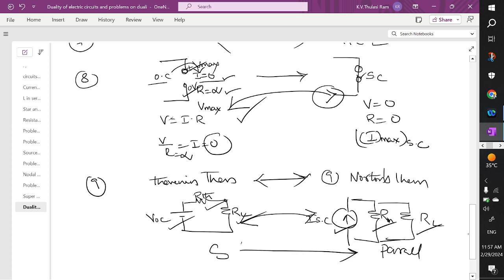So I can say this is a series connection. The dual of a series connection is nothing but a parallel connection. The dual of a parallel connection is nothing but a series connection. Here you have the voltage source and here you have the current source. So I can say that Thevenin's theorem's dual network is nothing but Norton's theorem.